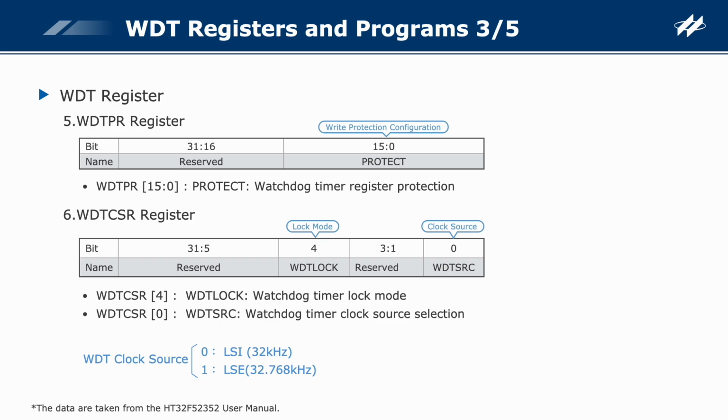The WDT lock bit is used to configure the watchdog timer lock mode. Software can set this bit to 1 at any time. When the WDT lock bit is set, the function and registers of the watchdog timer cannot be modified or disabled, including the watchdog timer clock source, and only waits for a system reset to disable the lock mode. The WDT SRC bit is used to select the watchdog timer clock source.